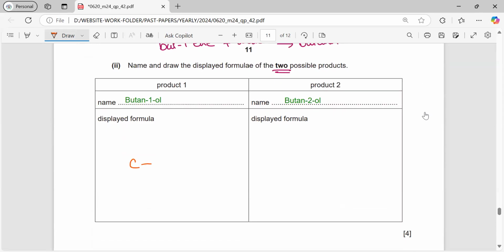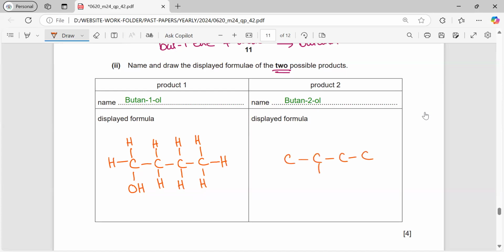Butan-1-ol will be butane with 4 carbons, and on one carbon we attach the OH group, and then we complete the rest of the valency of carbon with hydrogen. Similarly, we draw 4 carbons of butan-2-ol, and on the second carbon we attach the OH, and then complete the rest of the valency of carbon using hydrogen atoms.